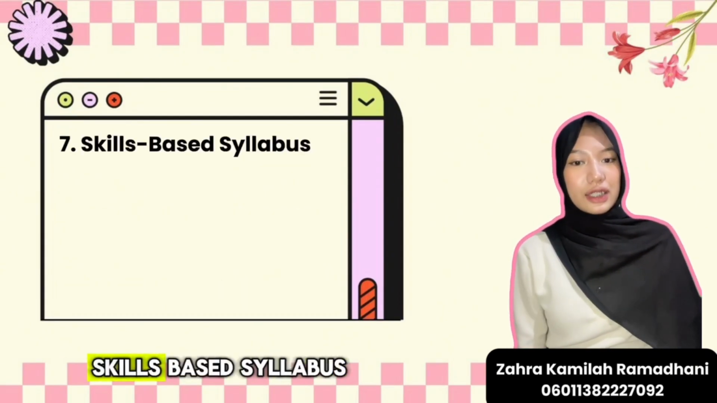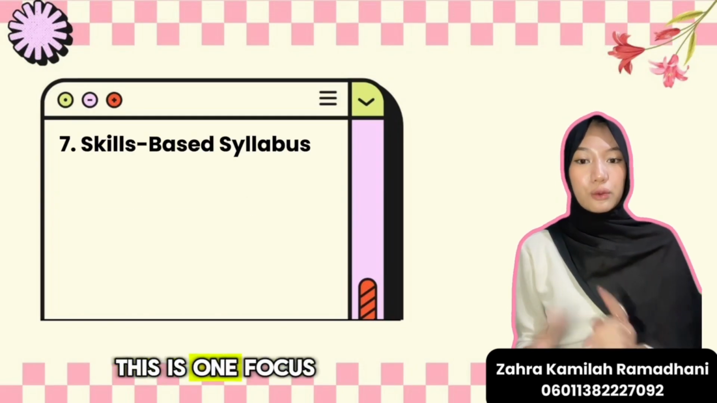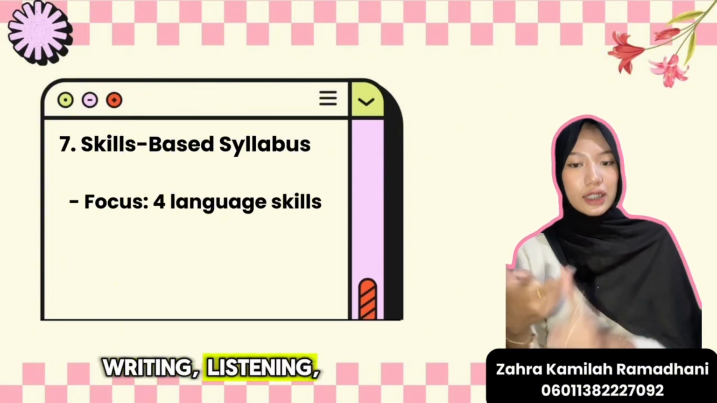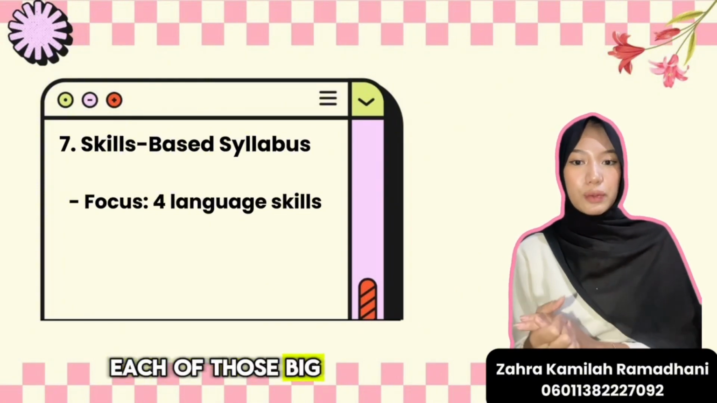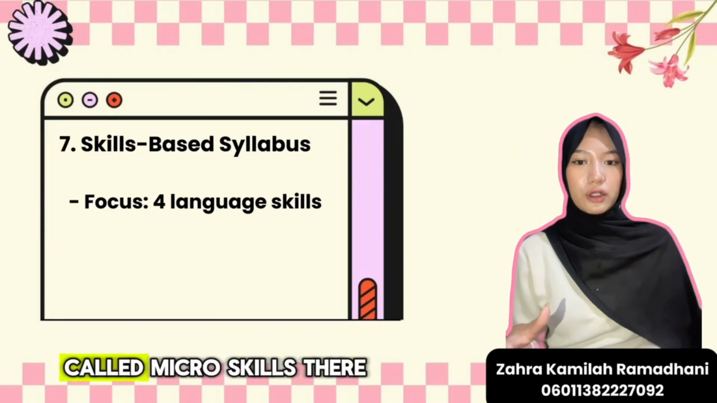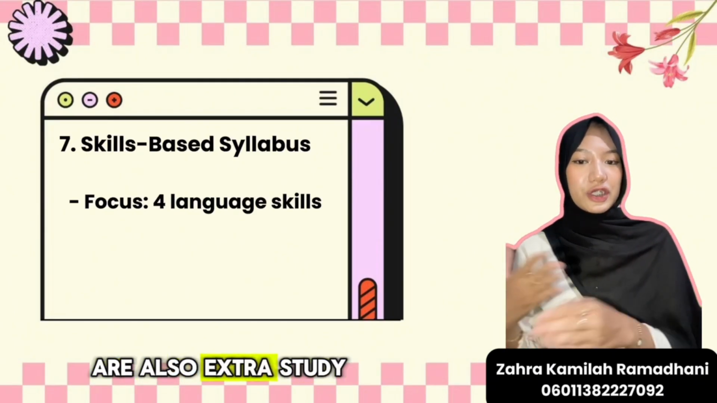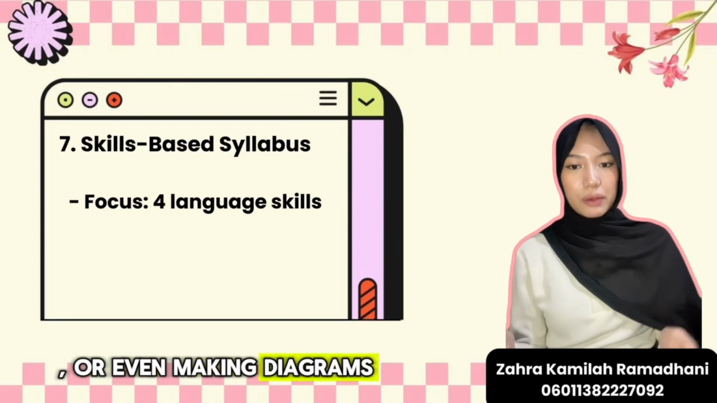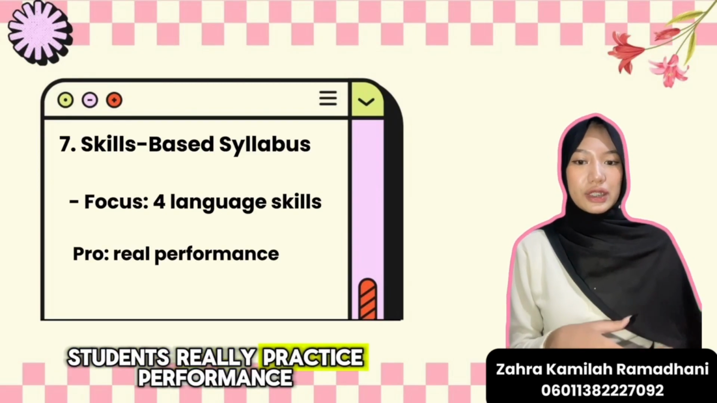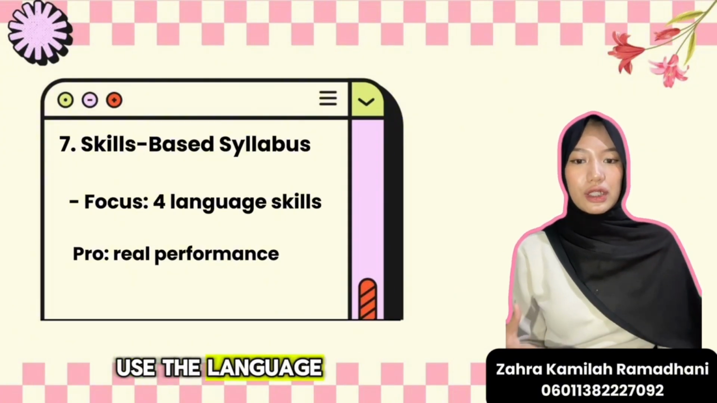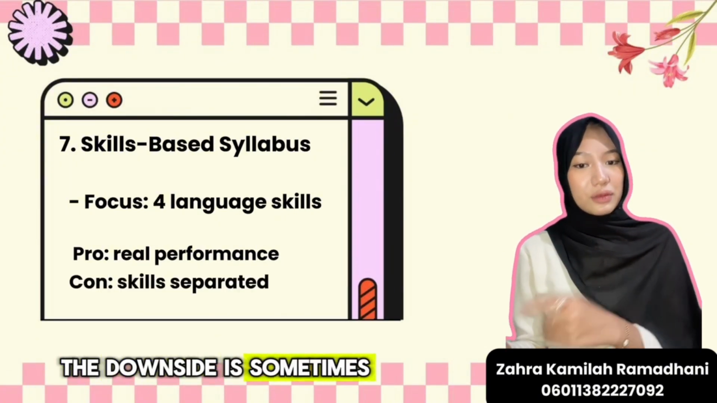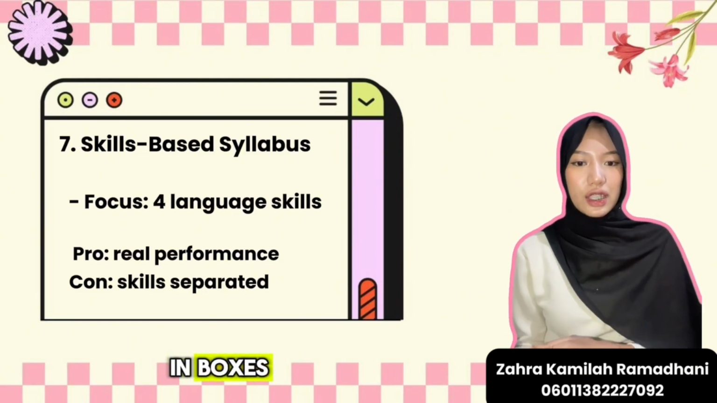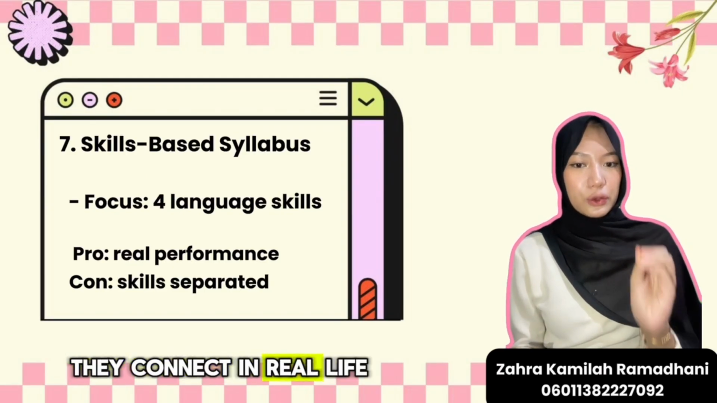And the next is skills-based syllabus. Now this one is focused on the four main language skills: reading, writing, listening, and speaking. Each of those big skills is broken down into smaller parts called micro skills. There are also extra study skills like skimming, scanning, note-taking, or even making diagrams. The good side is students really practice performance, like how they actually use the language. The downside is sometimes it feels a bit too separate, like you're practicing skills in boxes instead of seeing how they connect in real life.